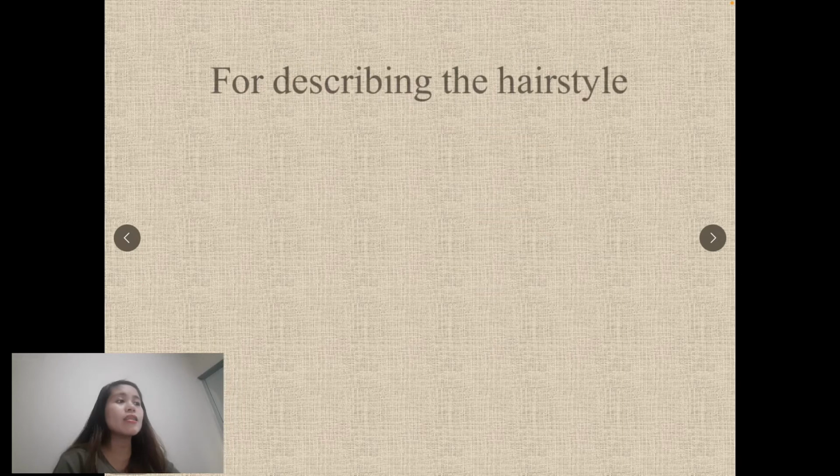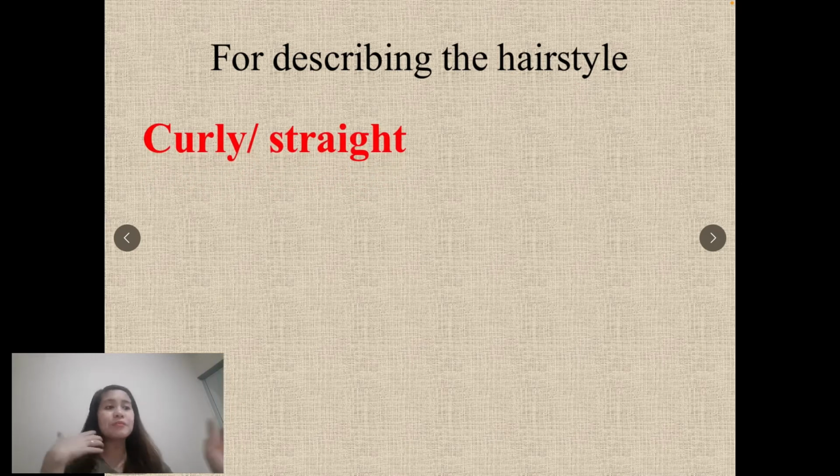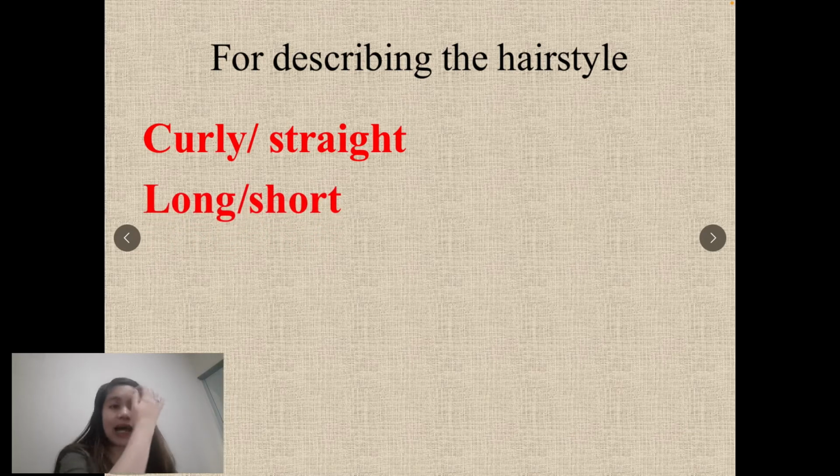Okay, and then for the hairstyle, we have different hairstyles of a person. Here we have the shape of the hairstyle: we have curly and straight. And we have the size, we can say long or short.